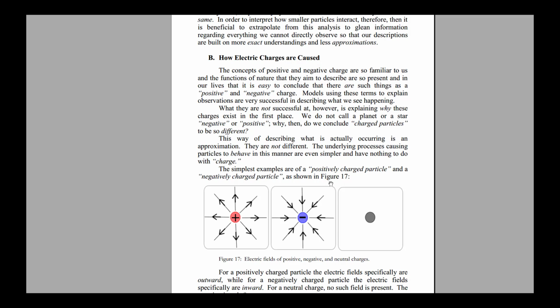We do not call a planet or a star negative or positive. Why then do we conclude charged particles to be so different? This way of describing what is actually occurring is an approximation. They are not different. The underlying processes causing particles to behave in this manner are even simpler and have nothing to do with charge. The simplest examples are of a positively charged particle and a negatively charged particle, as shown in figure 17.